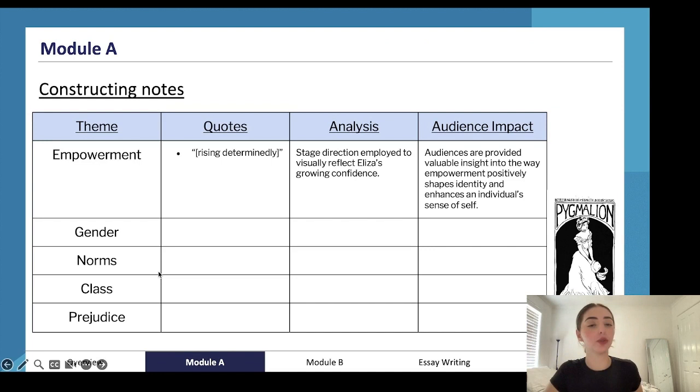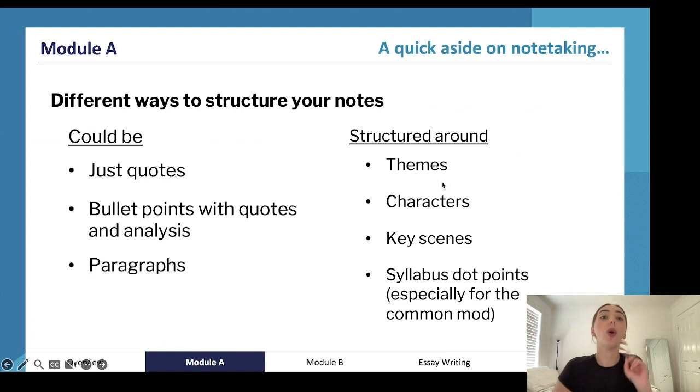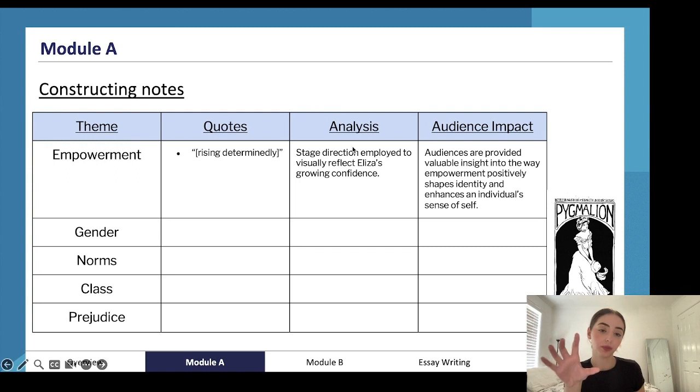Ultimately, if you want my advice, this is my advice: structure it around themes. Also structure it around characters, okay? So for every module that I did, I would have one like this, and then I'd also have one on characters and quotes relating to the character analysis, audience impact. Why? Because you can be asked to do a character analysis, which is basically an essay that's not focusing on themes, it's focusing on characters.